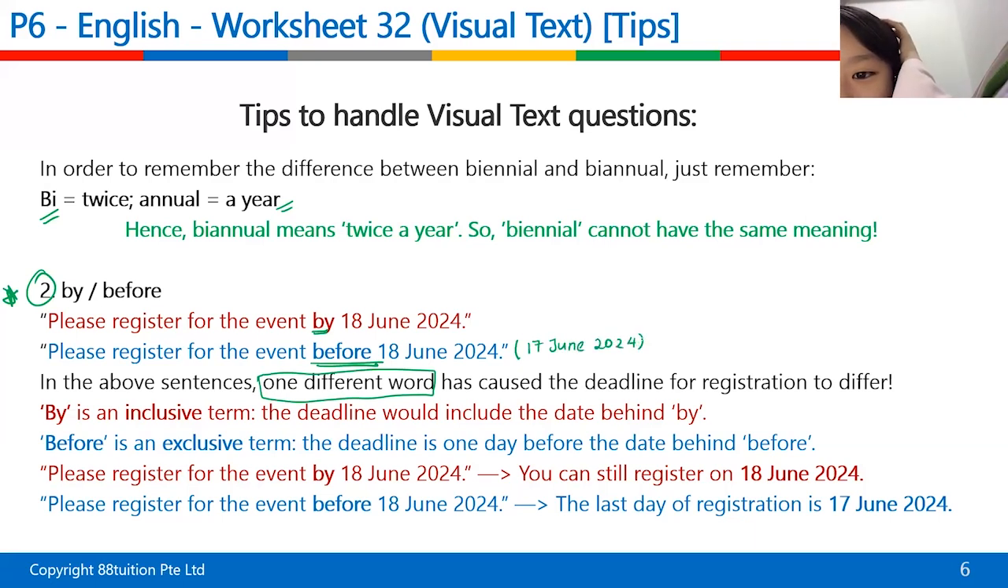Please register for the event by 18 June 2024. You can still register on 18 June 2024. Please register for the event before 18 June 2024. The last day of registration is 17 June 2024. Thank you. So it's very important that you know the difference between by and before. By is inclusive, that means by 18 means including 18. Before 18 means 17 June. So it is important for you to know.